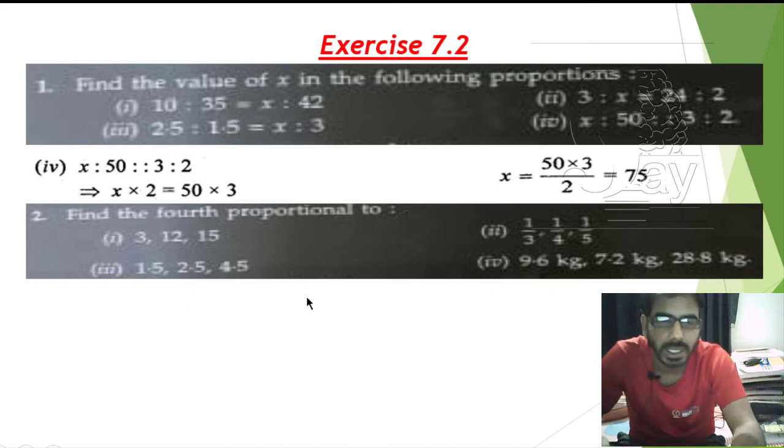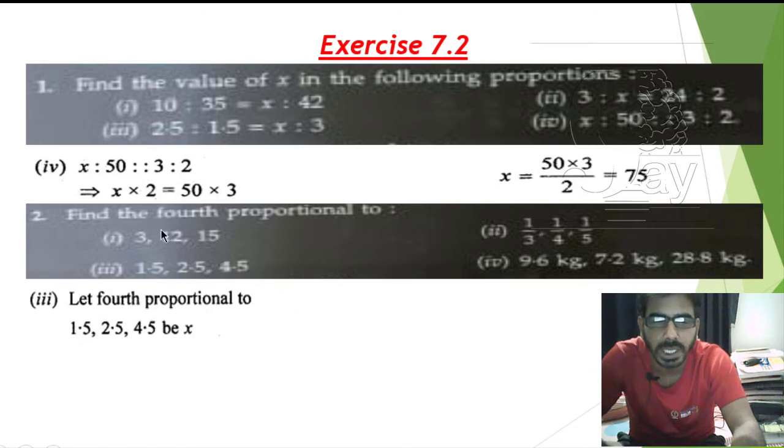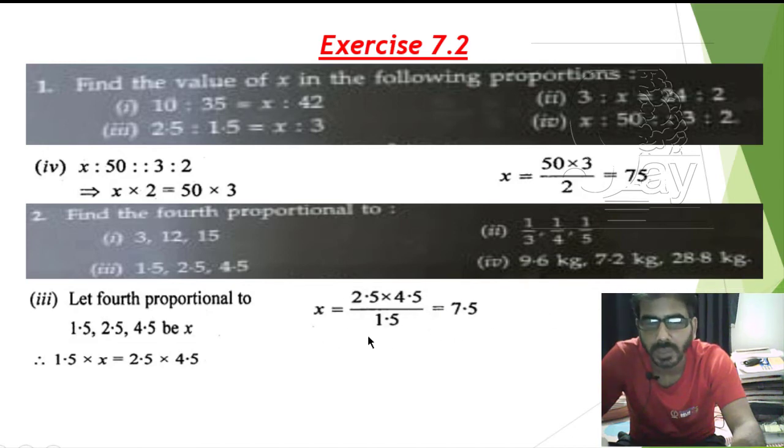Seeing the next question, question number 2. Here you need to find the fourth proportional. It is not given here, but you can consider it as x. So let the fourth proportional be x, and then we can continue as we have done in question number 1. So we find x equals 7.5.